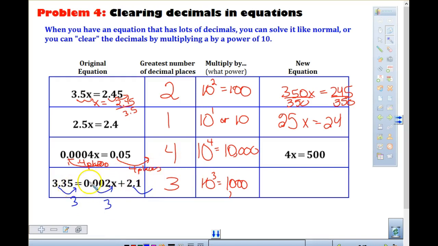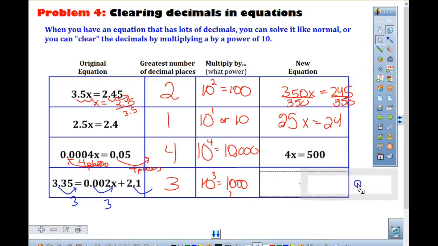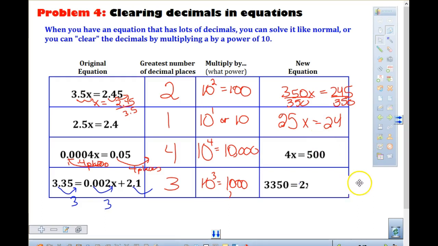So that first one is going to be not 335. It's now going to be 3,000, right? So we're going to look at 3,000, 350 is equal to 2x plus 2,100.